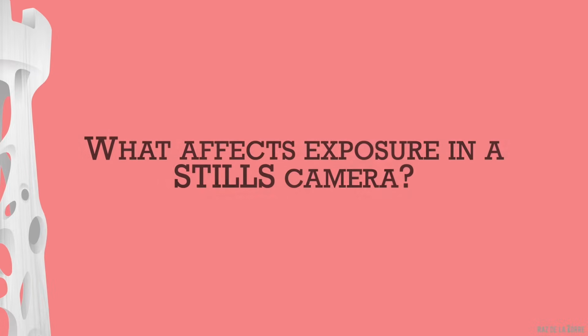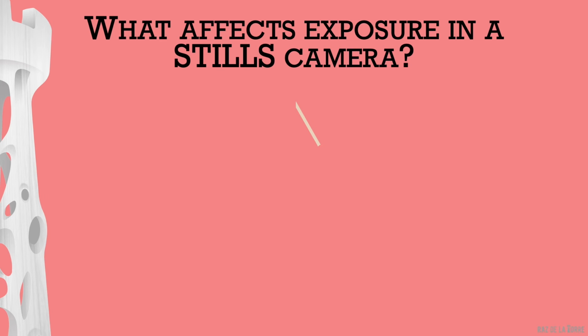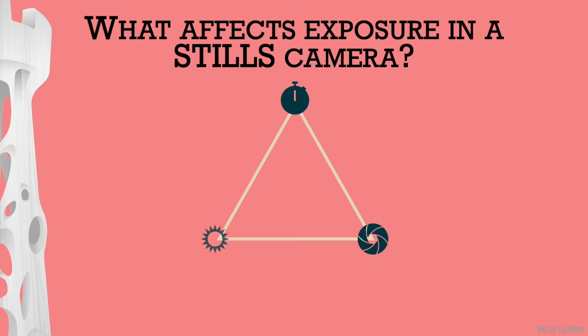Let's pause and recall what you already know. In a stills camera, exposure is controlled by the exposure triangle. The aperture is how wide the lens opens. The shutter speed is how long the sensor or film is exposed. And the ISO is the sensitivity of the medium. These three work together to balance light, motion blur, and image noise.